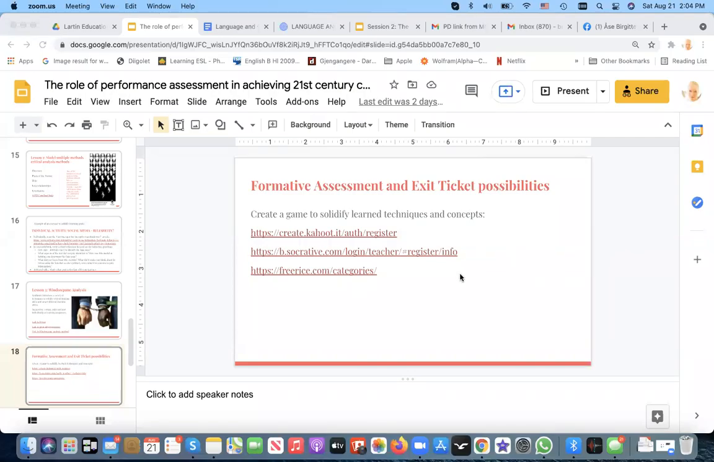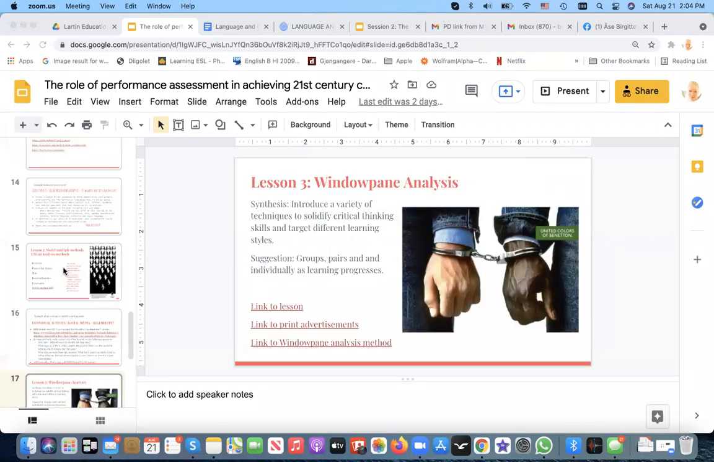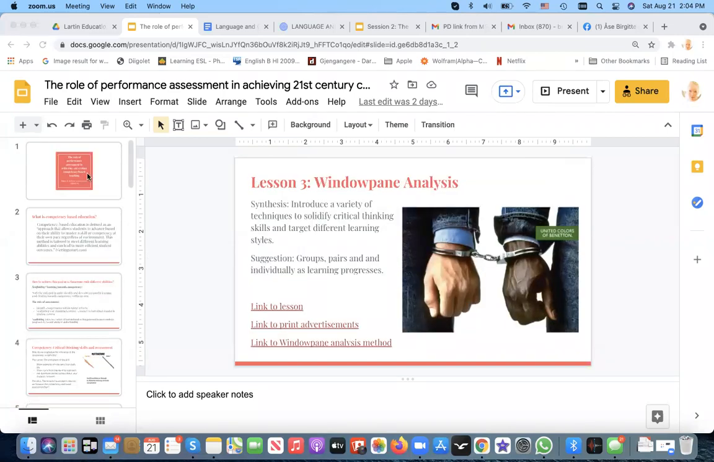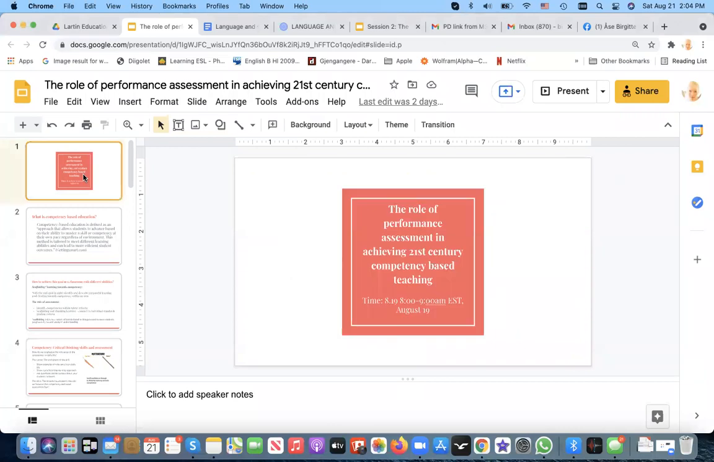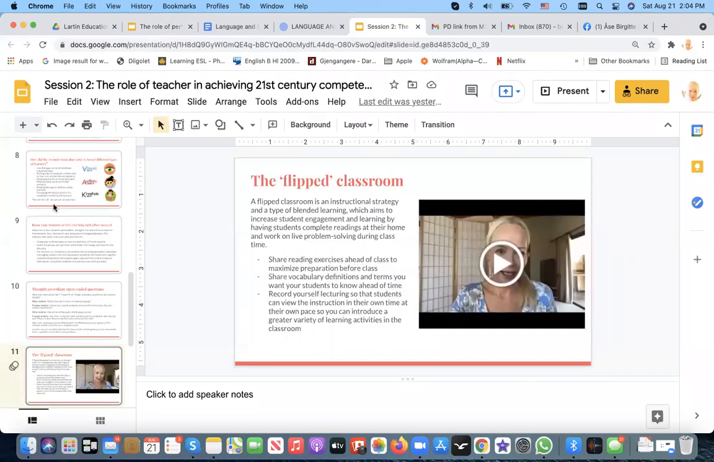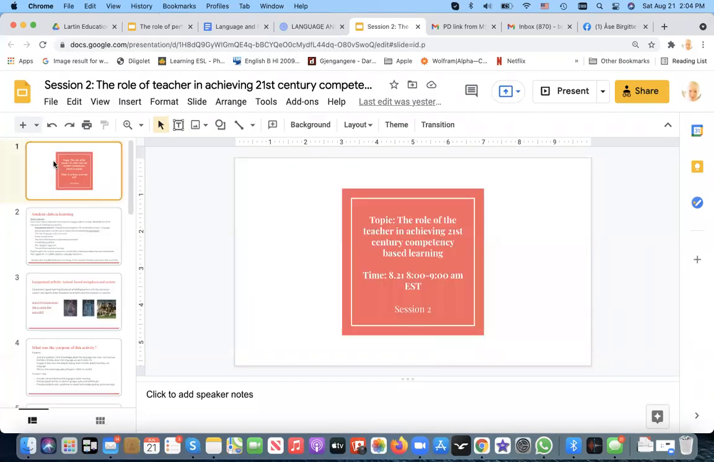Got it. Okay, so let me scroll up to the top of the lesson here. So today we are going to talk about the role of performance. Is this the one? No. Nope, that was last week. Section 2. Here we go. Sorry about that. Okay, restart.